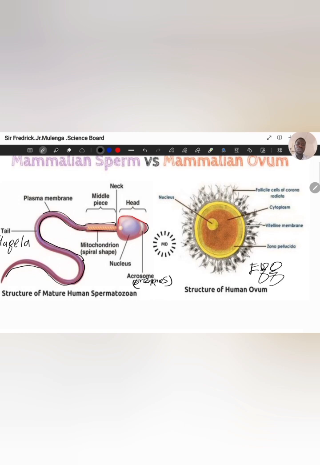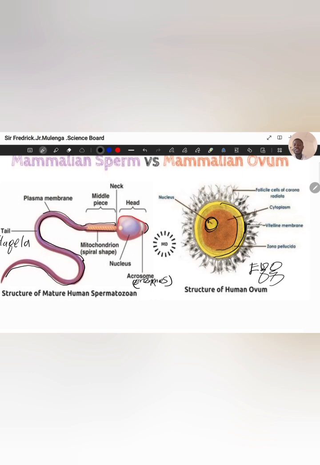All right, so when we come to an ovum or an egg, we'll also notice that we have a nucleus there. Then we have follicle cells of the corona outside there, and we have the cytoplasm. Then we have the vitelline membrane, just there. The vitelline membrane also contains some chemicals that direct the sperm to swim towards it. All right, so these are little things that you should be aware of.